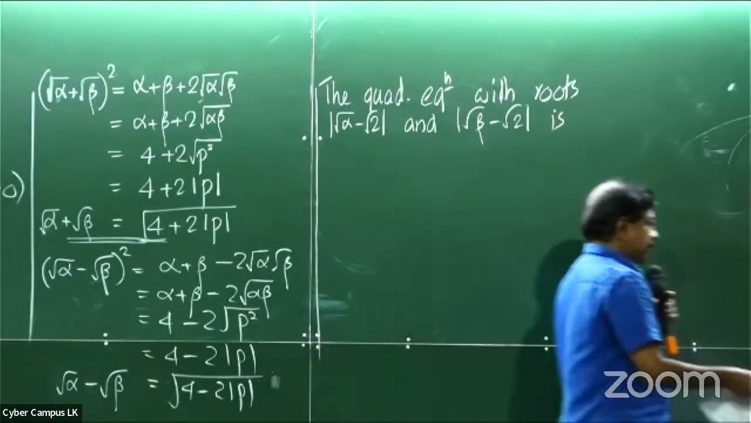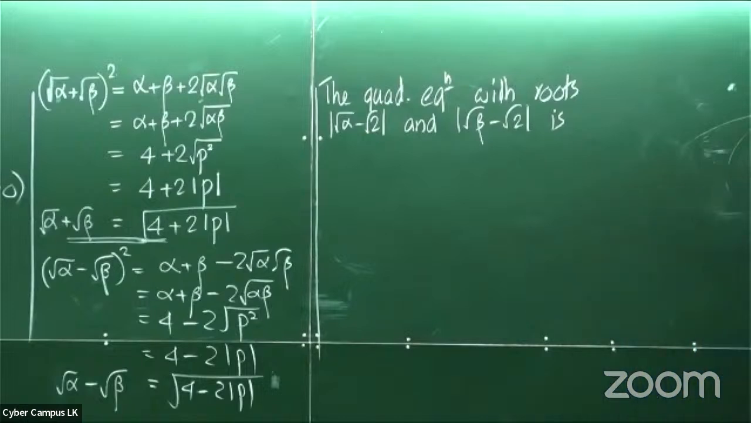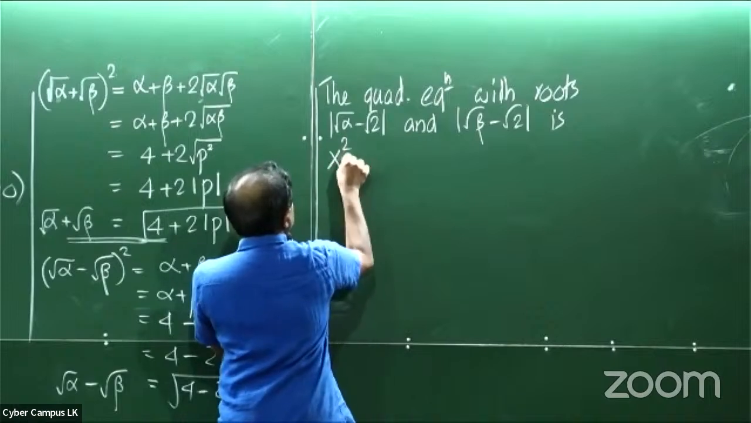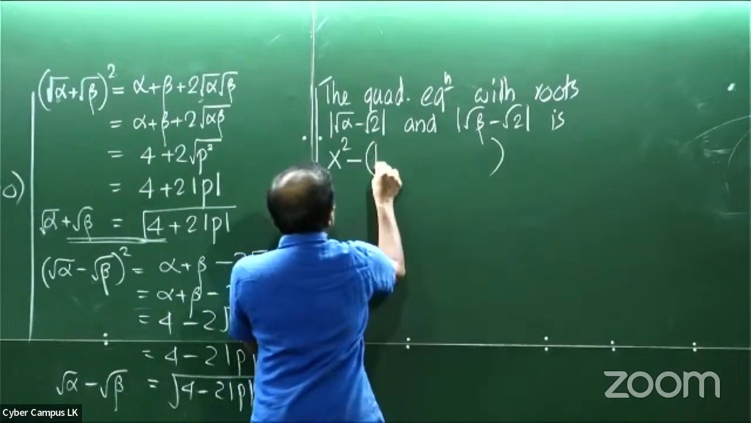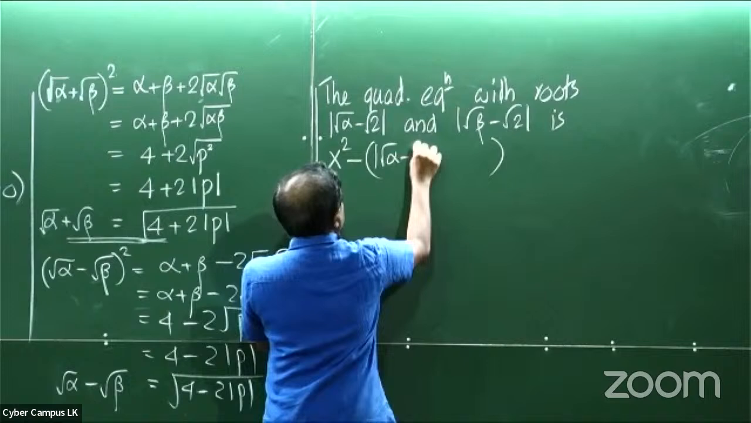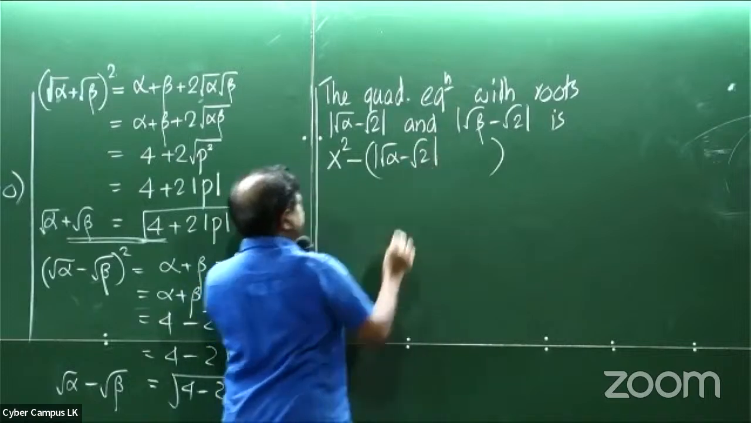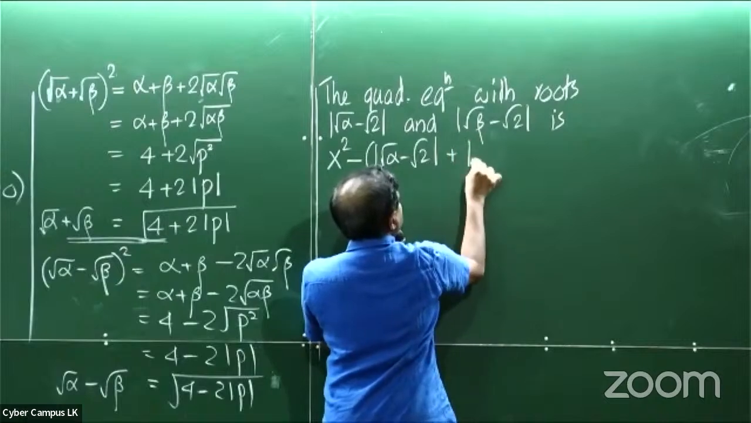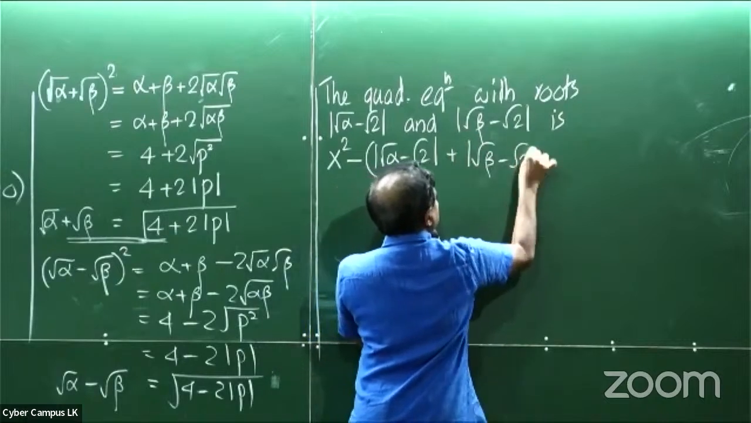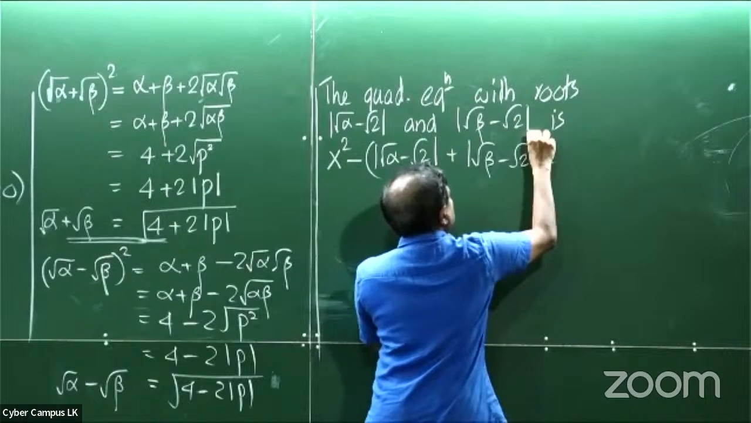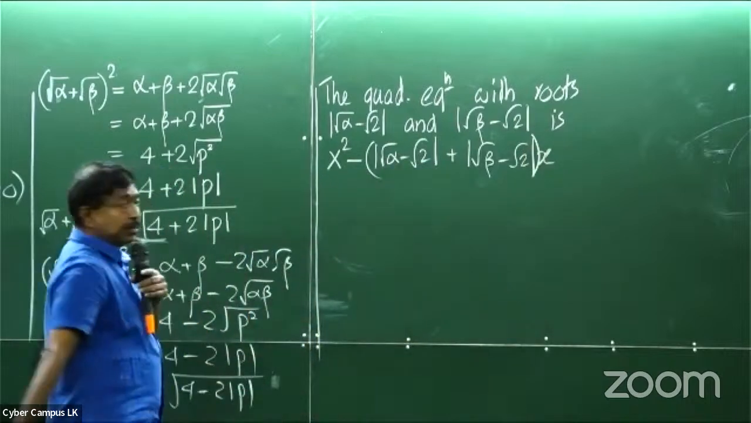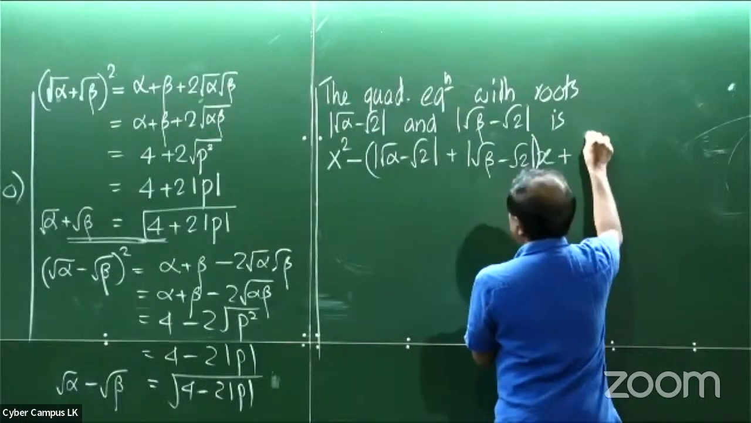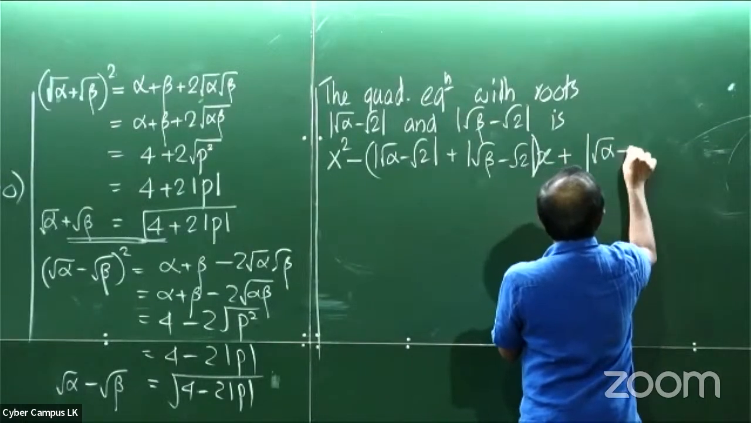Okay. Now, how do you find this equation? X squared minus the sum of the roots. This is the first root. This is the second root. So the sum of the roots appears there. Now you have this, the product.